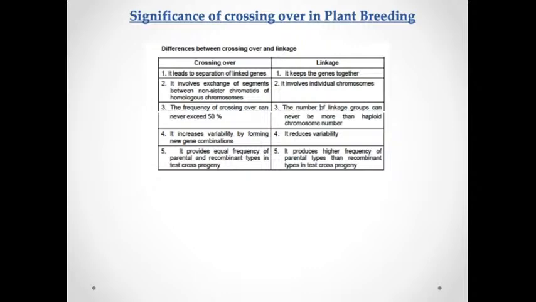Further, crossing over increases variability by forming new gene combinations. In the case of linkage, it reduces variability. Crossing over provides equal frequency of parental and recombinant types in test progeny, whereas linkage produces a higher frequency of parental types than recombinant types in test cross progeny.